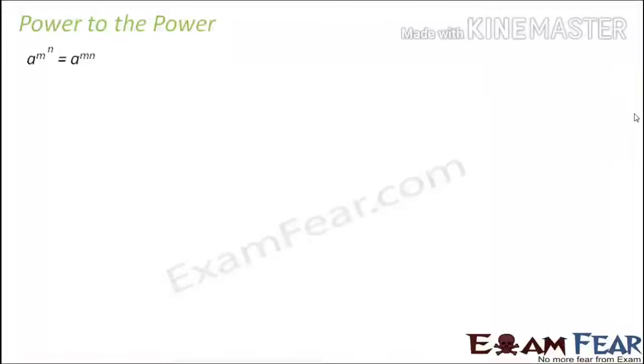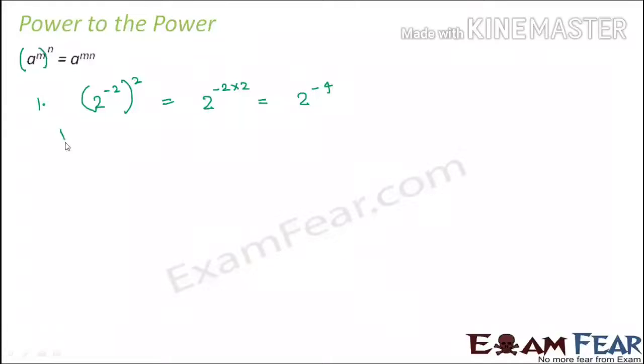Let us now look at power to the power, that is (a^m)^n = a^(mn). So let's look at some examples and verify if this holds true or not. For example, if you are given (2^-2)^2, as per this law, this should be equal to 2^(-2×2), that is 2^-4. So this should be the answer.